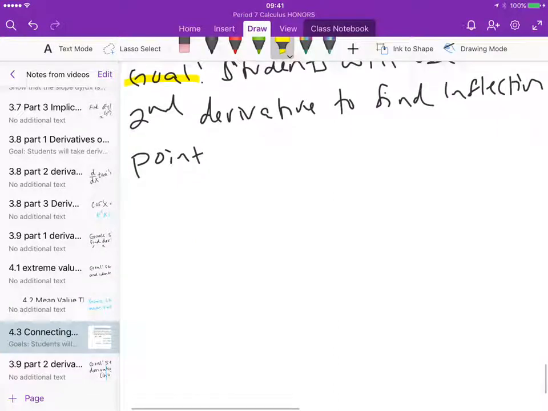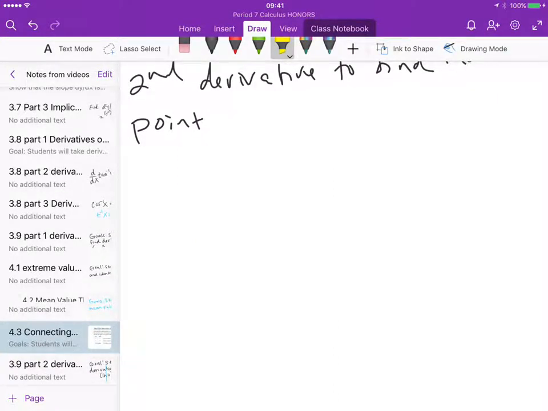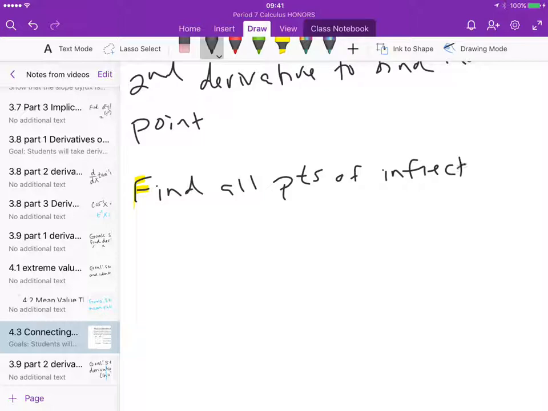So let's say we want to find all of the inflections of a particular graph. So find all points of inflection of the graph y equals e to the negative x squared.